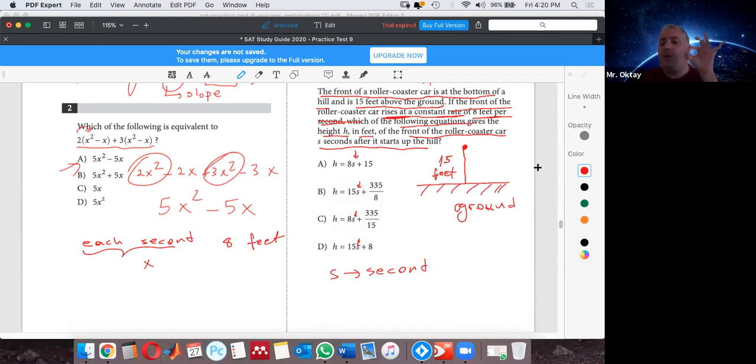At the beginning of the question, it says that the position of this roller coaster is 15 feet above the ground. So when I talk about h after s seconds, since it's going up, after 2 seconds, after 3 seconds, after 4 seconds, whatever, first of all, it has at the beginning a height of 15. So this is the initial condition.